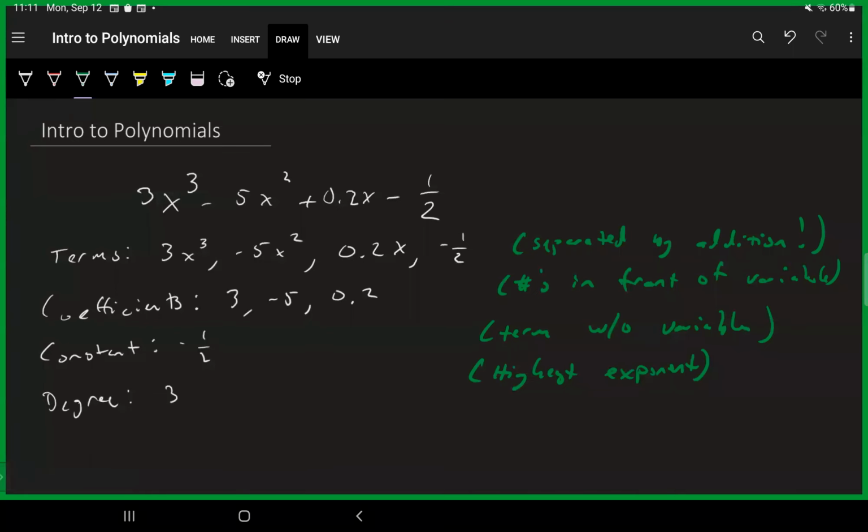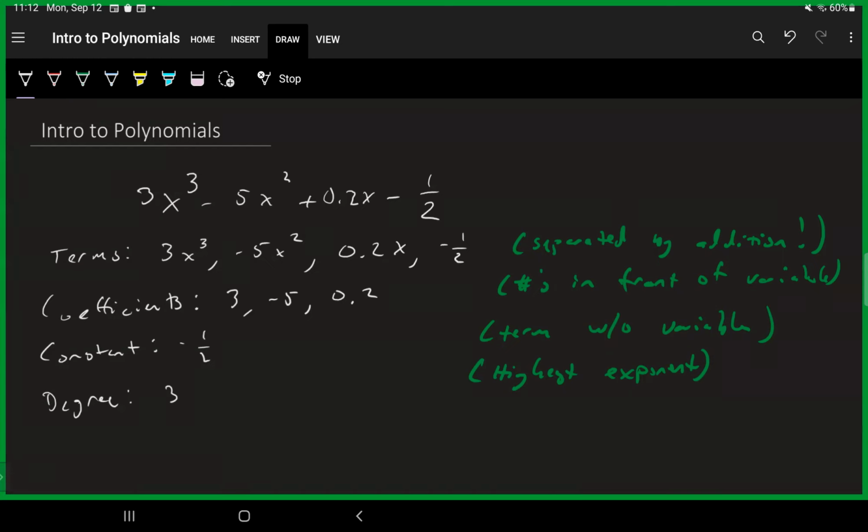So we're going to talk about polynomials today, and we're going to introduce them with this contraption that I have up here at the top. So I'm looking at 3x cubed minus 5x squared plus 0.2x minus 1/2. This is a little bit more complicated than most of the polynomials we'll be looking at in this class, but I think it's instructive.